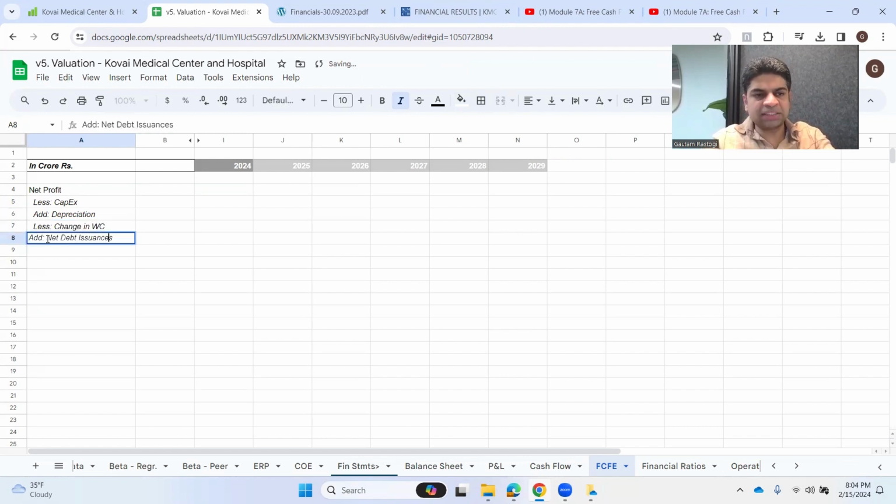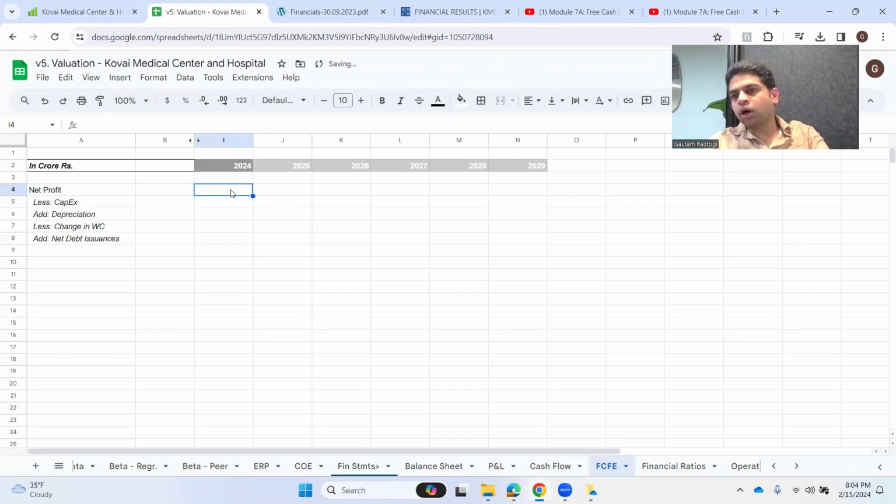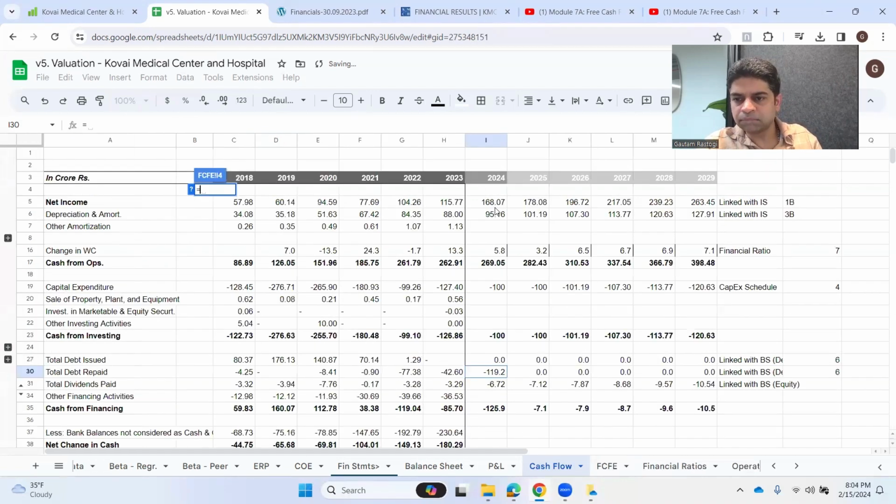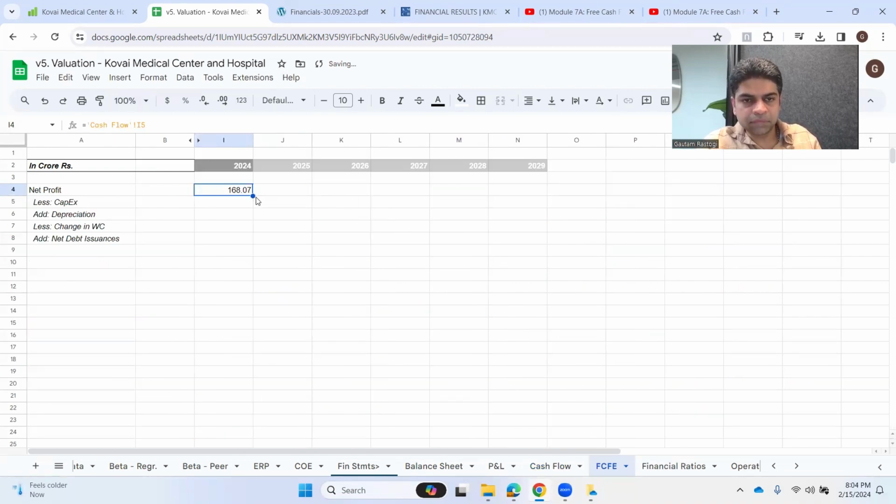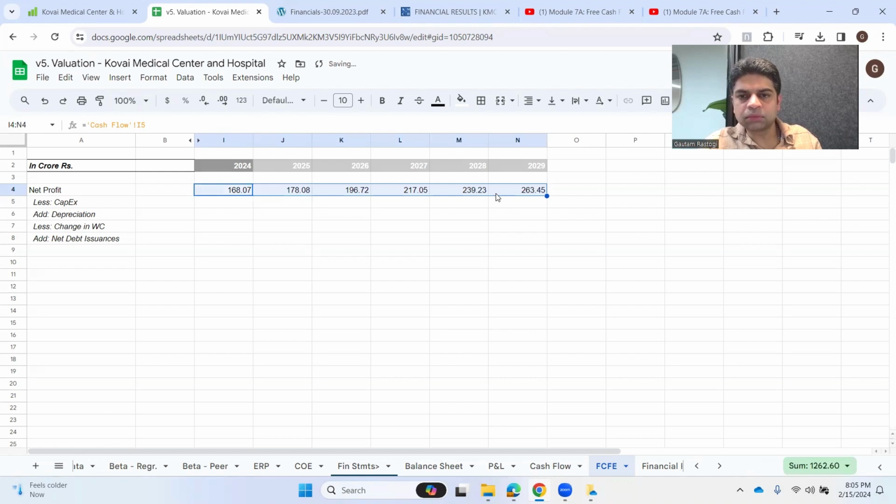Now everything is pretty straightforward because we have everything that we need. In fact, the bulk of the work in valuation was modules 4, 5, 6, projecting out the P&L, balance sheet, cash flow. That was the bulk of the work. So net profit, you could either go to P&L or let's go to cash flow. This is your net income, 168. So let's pull it forward.